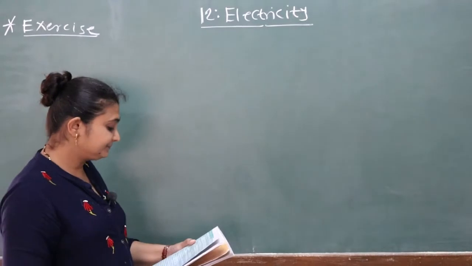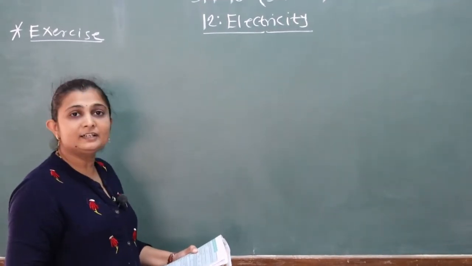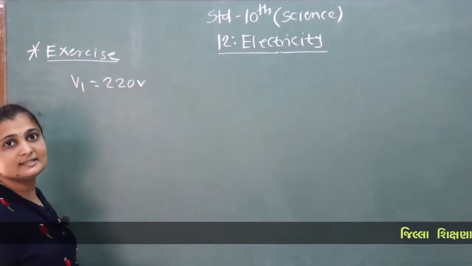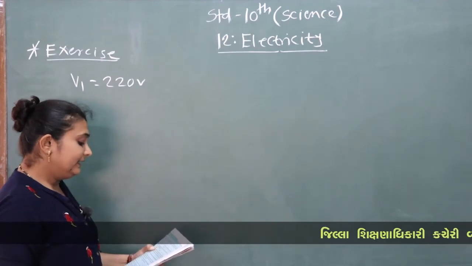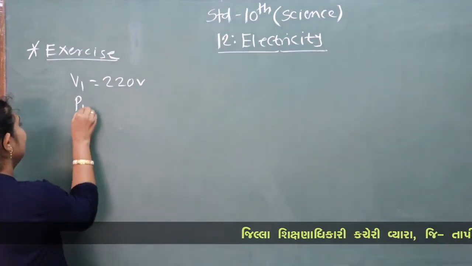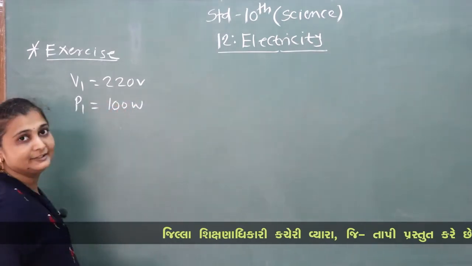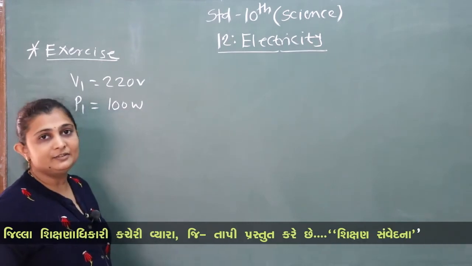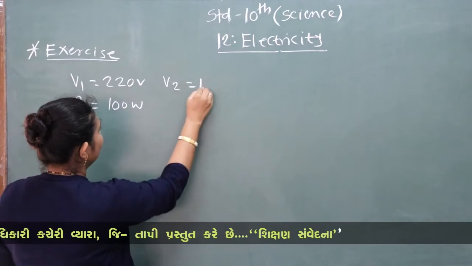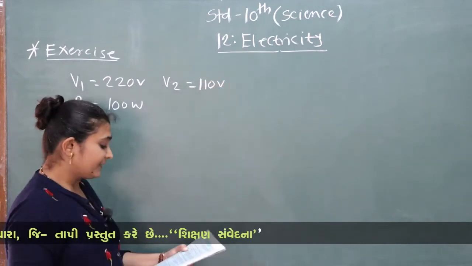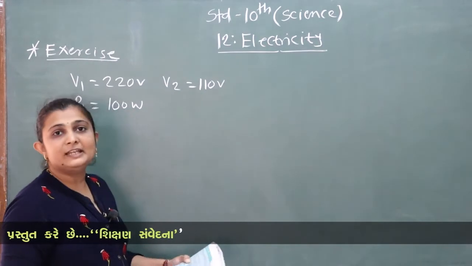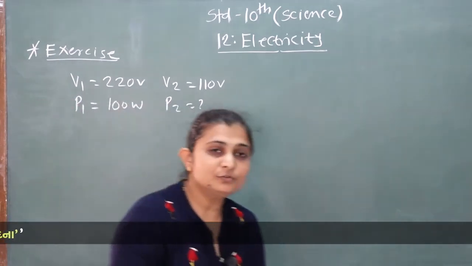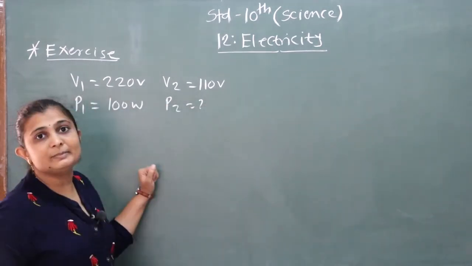Read the question first. An electric bulb is rated 220 volt, meaning V1 is equal to 220 volt is given, and 100 watt, which is the power, P1 is equal to 100 watt. When it is operated on 110 volt, the second voltage is given as 110 volt, and the power consumed will be, we have to find P2 here. Now for these two cases the resistance will be the same.